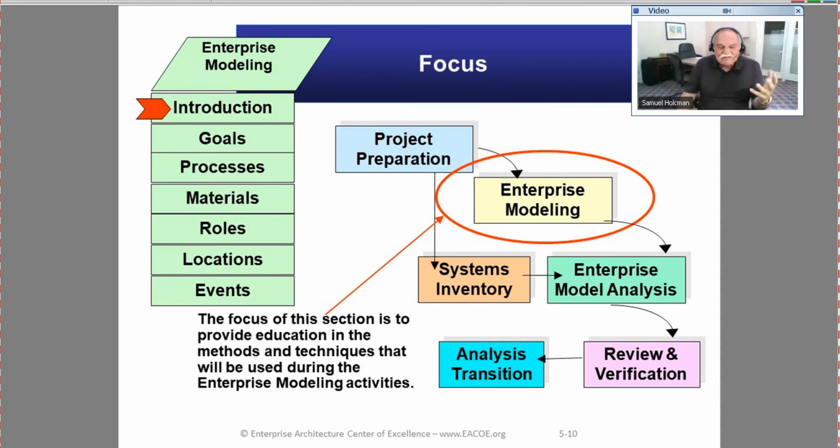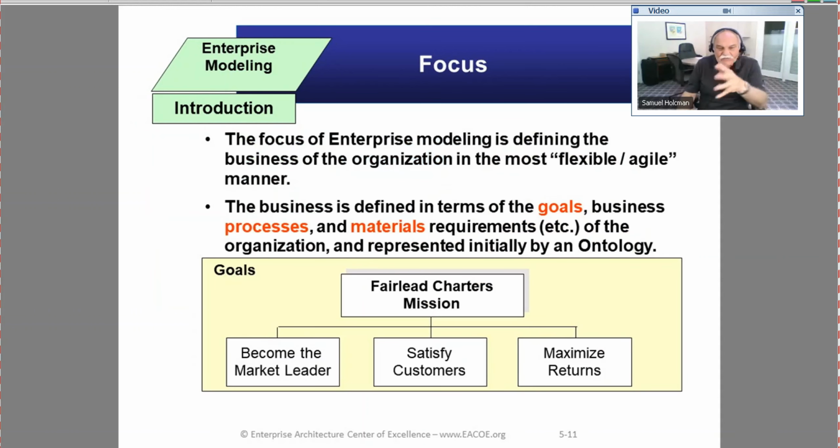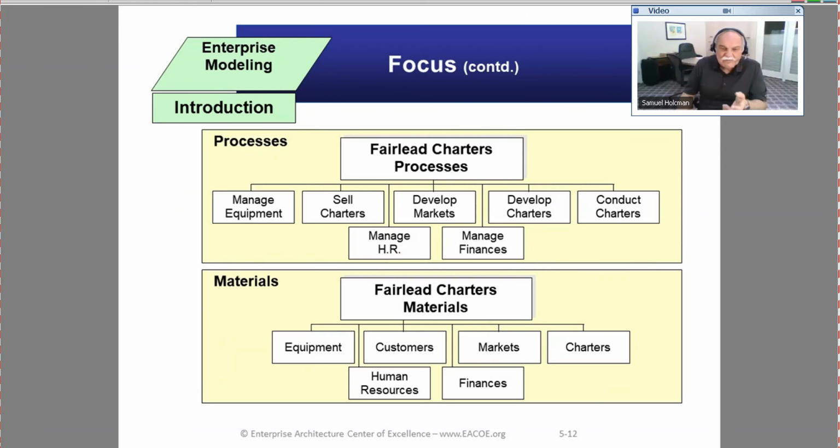So we put together a series of representations and, quote, a methodology to be able to do that. The first thing we're looking at is the modeling to provide an organization with the most flexible and agile actions that they have. These representations are referred to in the science as ontological models, not hierarchies, which are implementation models. So the first part of our methodology is understanding these elements that we need to understand what is going on.